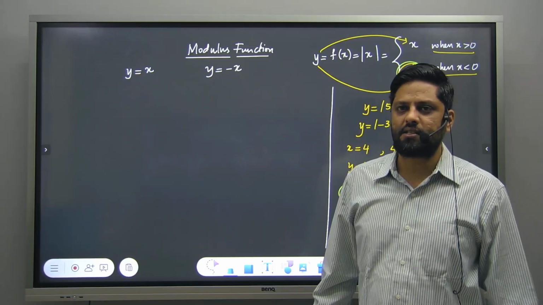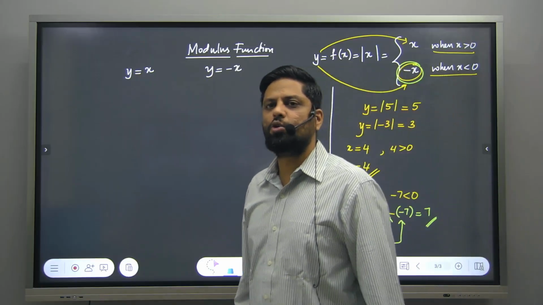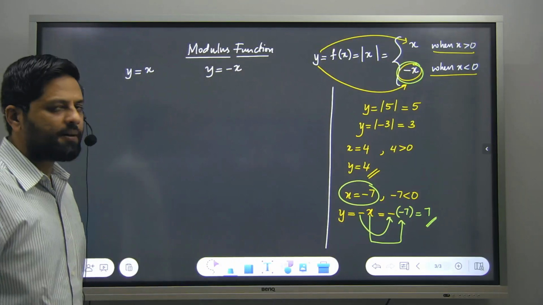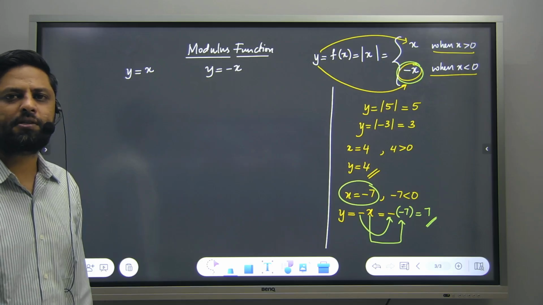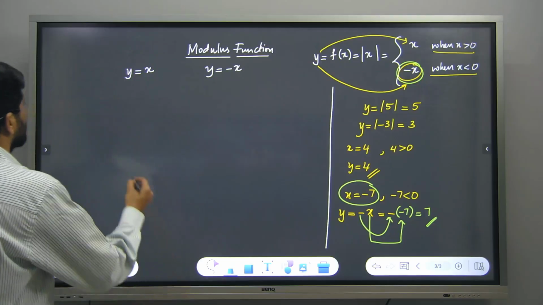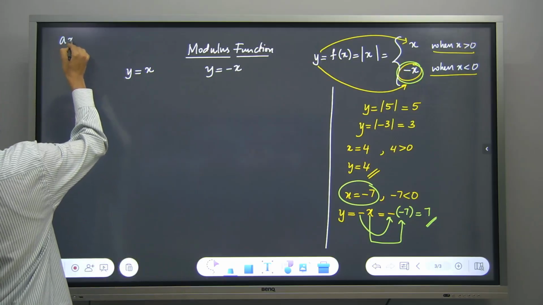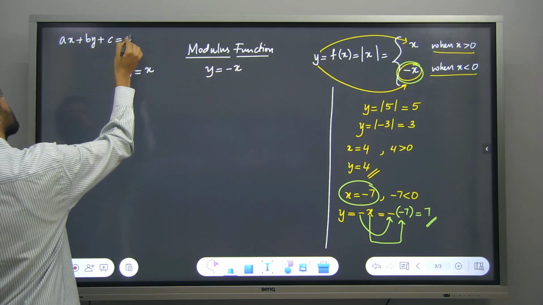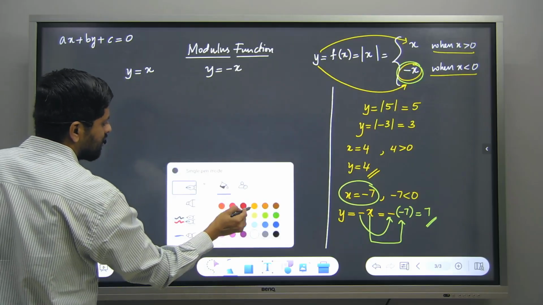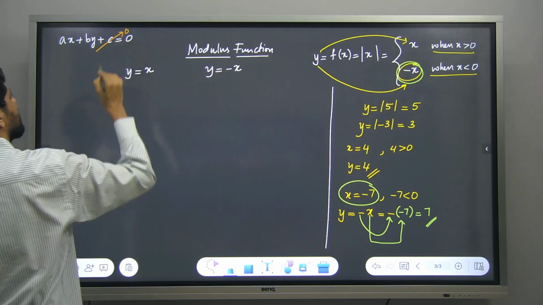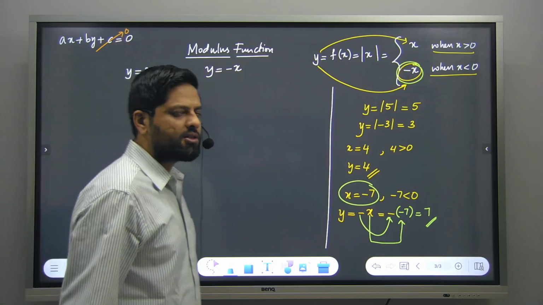Day 1 we discussed: if it's a linear equation in two variables, what does it represent? It represents a straight line. Now, the general format for a straight line is ax plus by plus c is equal to 0. I told you, when c is 0, what can you say about such a line? If there is no c term, what can you say about such a line?